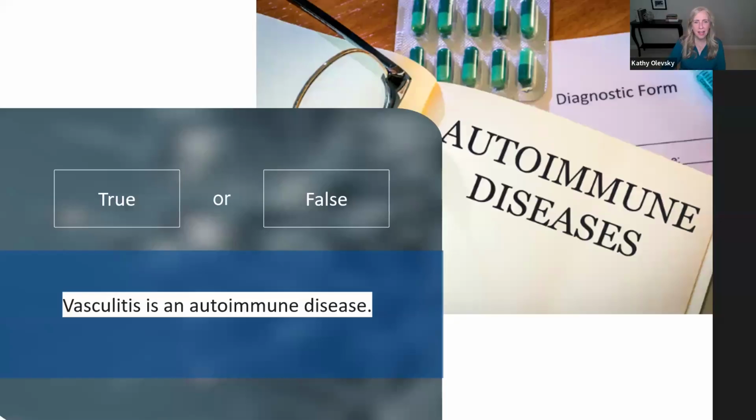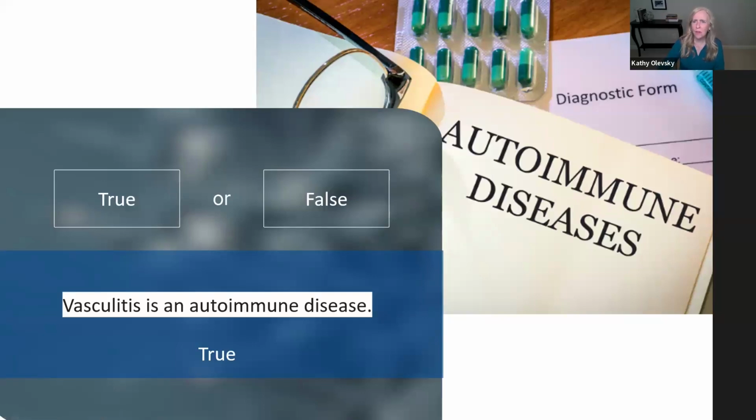And the first slide that we have is about autoimmune disorders. True or false, is vasculitis an autoimmune disease? And the answer is true. And I was just going to say, I hear about autoimmune diseases all the time.